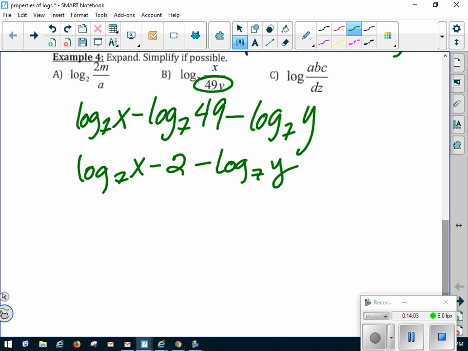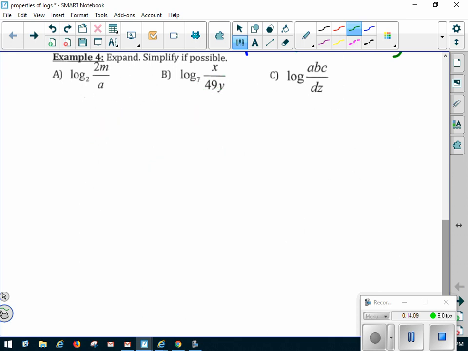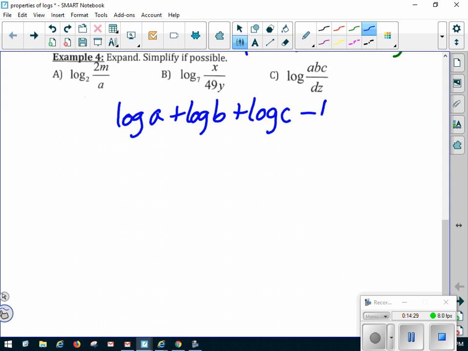The next one's long. Can we just give it? No. Let's go. What have we got? Log of A plus log B plus log C. What now? Minus log D minus log D. Z, and so on, right there. Nothing we can do about it. No, nothing we can simplify.